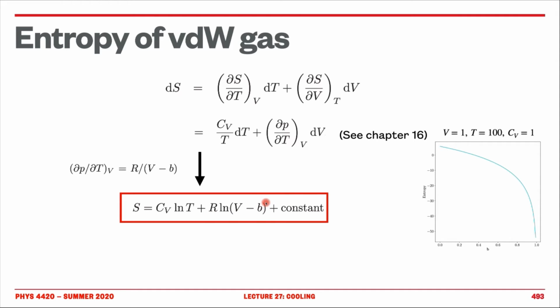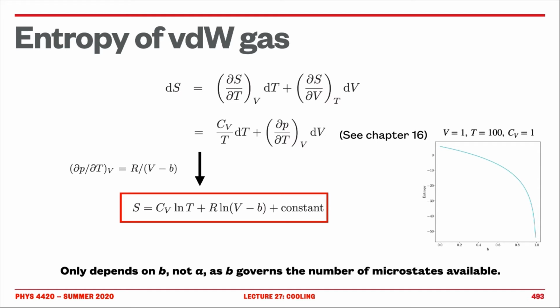So when B increases, the entropy goes down. This is interesting, because it means there is less disorder as B increases. This is not very surprising, because B is the excluded volume, right? It's the volume that is not open for access to the other molecules. This is the repulsion. So when B increases, you decrease the number of states that the other molecule can assume. Therefore, the number of microstates goes down as B increases, and so it makes sense that the entropy goes down as B increases.